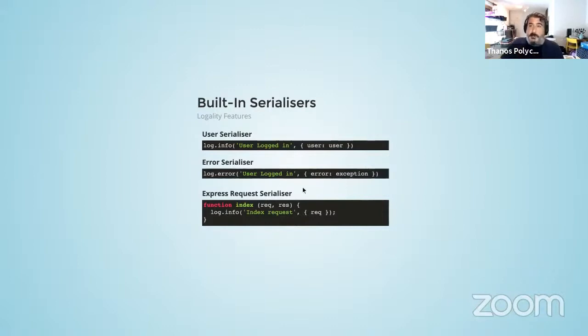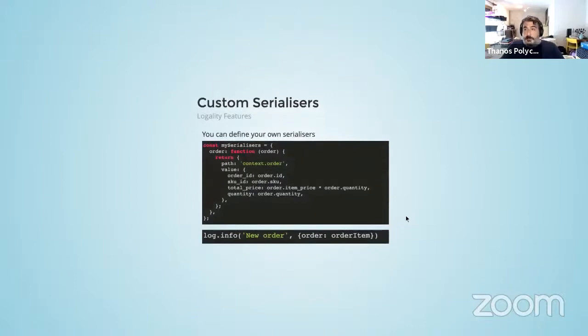And one of the other built-in serializers is the express request object. So you can just enter the request object directly into Logality, and it will serialize it in a way that it will show you where the request came from, with what headers, and all other helpful information for you to debug.